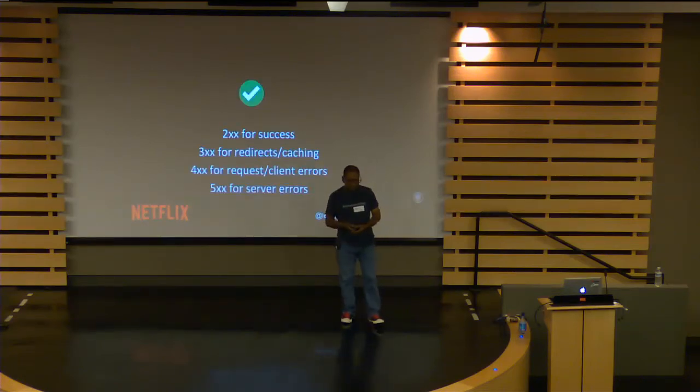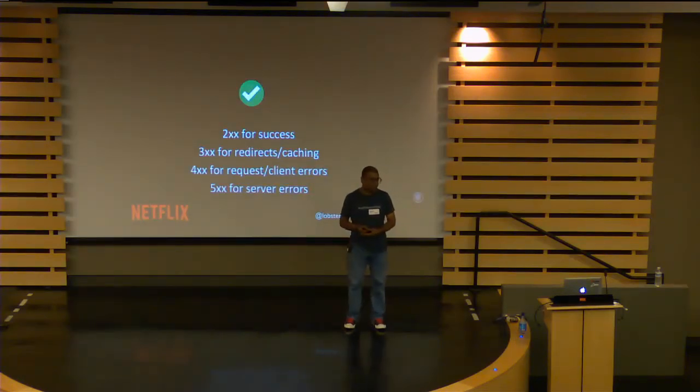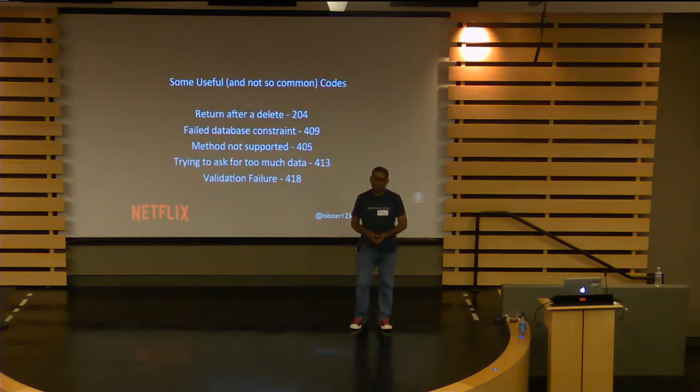So essentially, this is what you do, and Jason talked about it: you return 2xx for success, 3xx for redirects and caching, because of the cache control headers and those cache control codes, and then you have 4xx for request or client errors, which means it's your fault when you called me, and 5xx for server errors, which means it's my fault I couldn't handle your request. But then there are a lot more API codes.